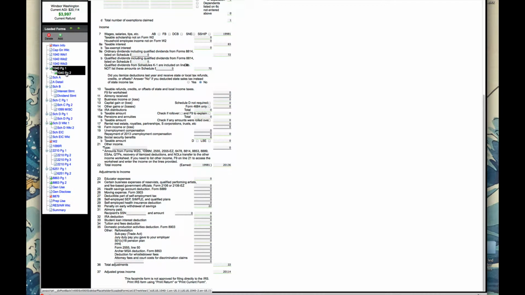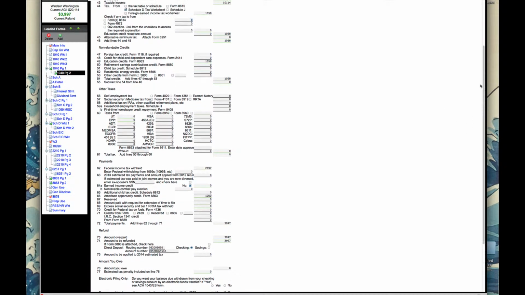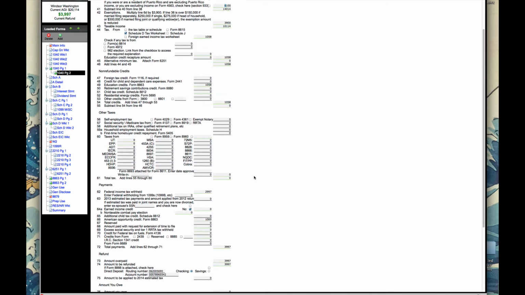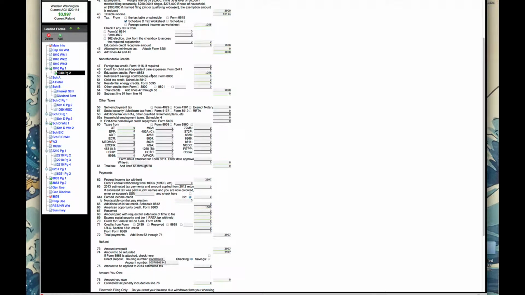So we'll go to page 2. And scroll up to the top. We see this is the standard deduction for someone that is going to be single. Here's the one exemption. So that reduces his taxable income down to $10,114. He's going to pay, looks like, a little over 10% tax. And so we'll scroll through here. He's getting the education credit, and that's what's going to reduce down his taxable income. So let's just go to that form where we enter that. It's going to be the 8863.